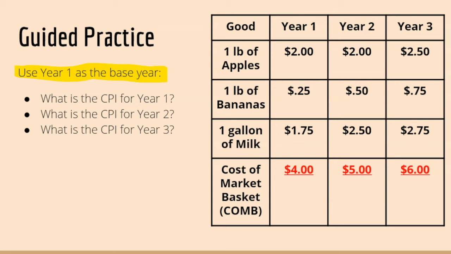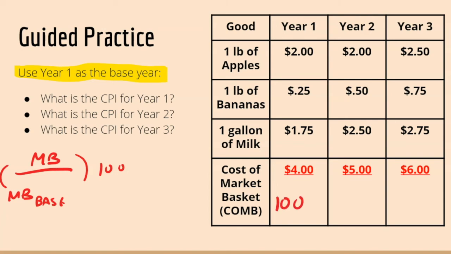All right, so let's go over this. I gave you the cost of the market basket, 4, 5, 6, so we already did that. But now we're supposed to figure out the CPI index number. Remember, to figure that out, it's just the price of the market basket over the market basket in our base year, and we multiply that times 100. If we're going to use year one as the base year, we automatically say that the index number is 100, because we're just going to do 4 divided by 4 times 100, which gets us to 100. So pretty simple.